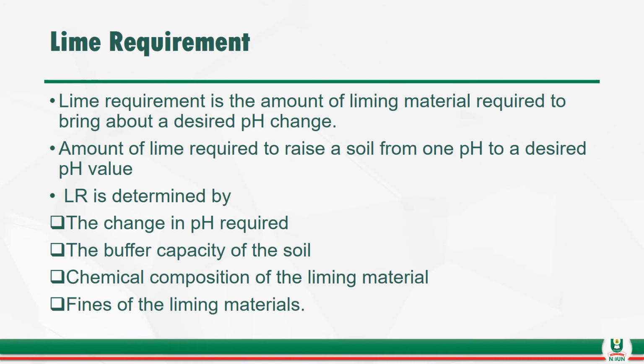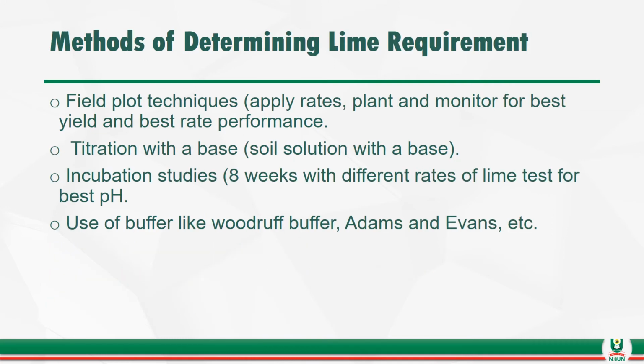Lime requirement. Lime requirement is the amount of liming material required to bring about a desired pH change, that is, the amount of lime required to raise a soil from one pH to a desired pH value. Lime requirement is determined by the following: the change of pH required, the buffer capacity of the soil, the chemical composition of the liming material, and the fineness of the liming material.